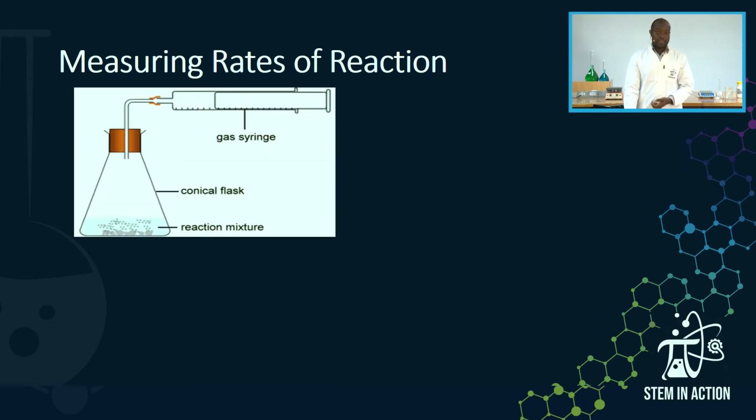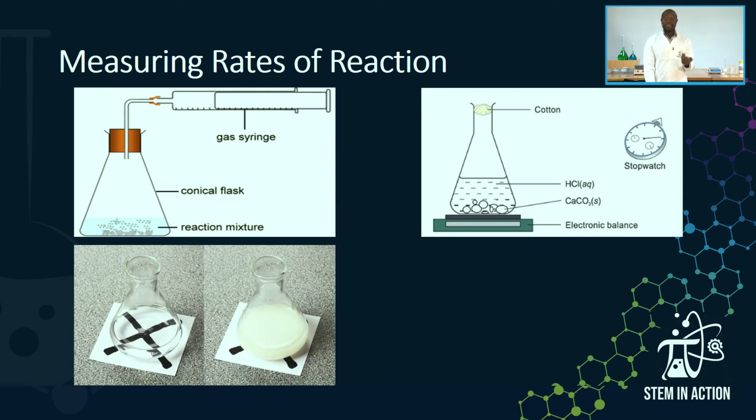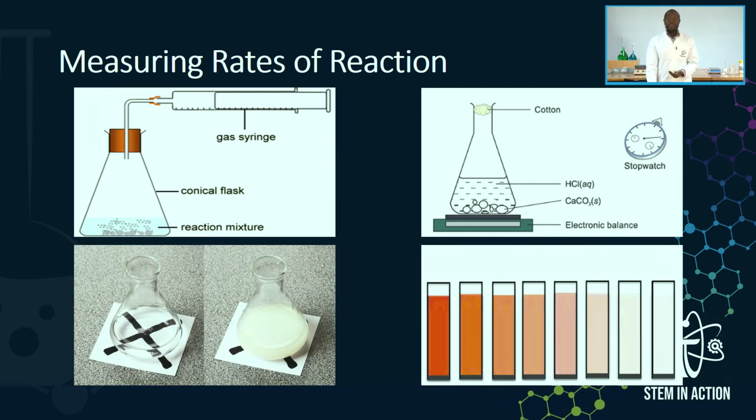And next, I'm just going to display all the four methods that we have looked at. So we looked at measuring change in the volume of gas produced, measuring change in mass per unit time, measuring change in turbidity per unit time, or measuring the change in color per unit time.